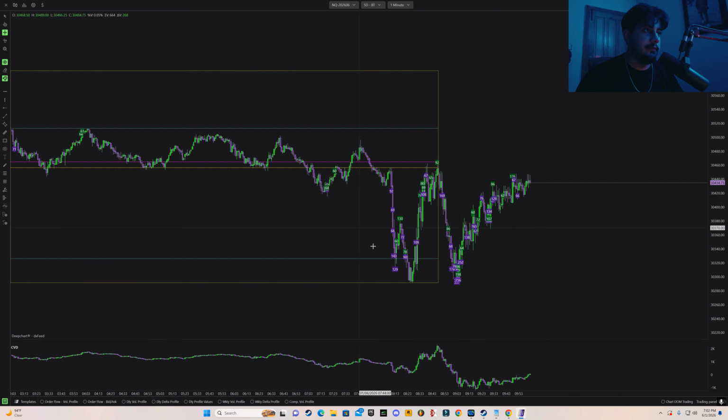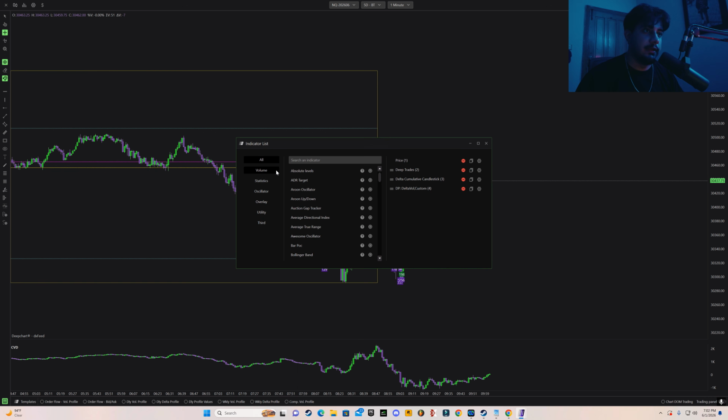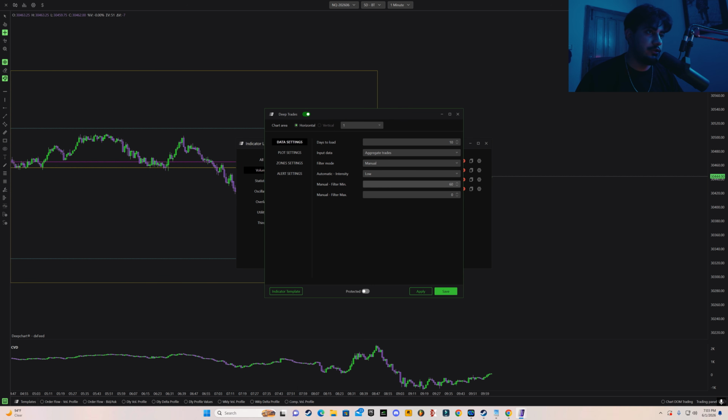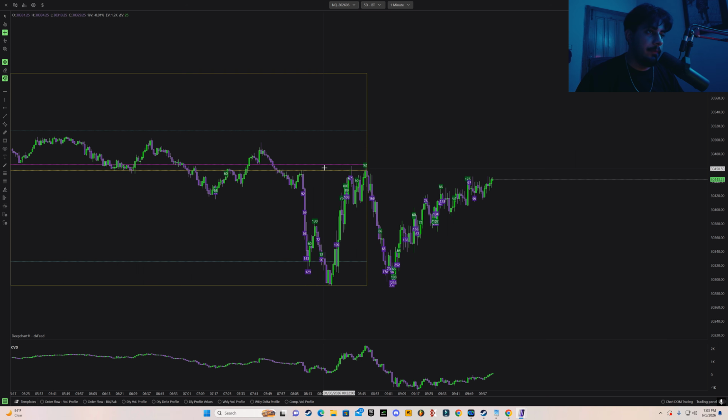Okay, so the daily volume profile was developing, and I have this Deep Trades indicator. If you go to the indicators, you go to volume, you have Deep Trades down there. And my settings are that I had the threshold at 60, right? So this yellow line is the VWAP, and this pink line is the point of control, the value area high and value area low. If you don't know anything about volume profiles, please watch my last few videos. You're going to learn everything about volume profiles.